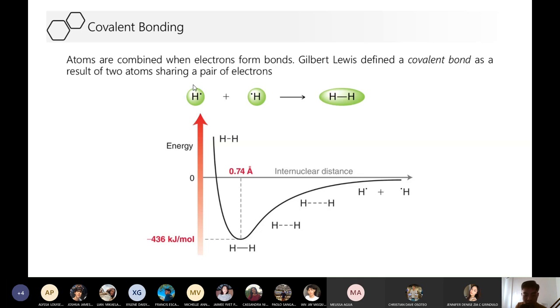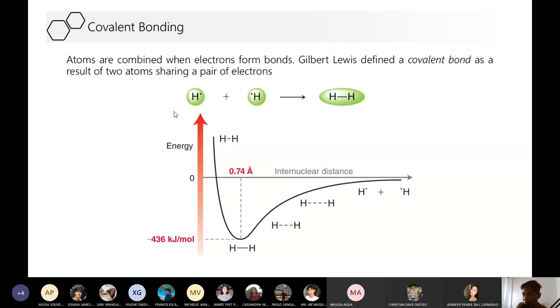For example, for hydrogen, the closest noble gas is helium, which requires two electrons. So for the hydrogen atoms to be stable, they have to share the electron to make molecular hydrogen, or H2. So by sharing the electron, they both become stable.